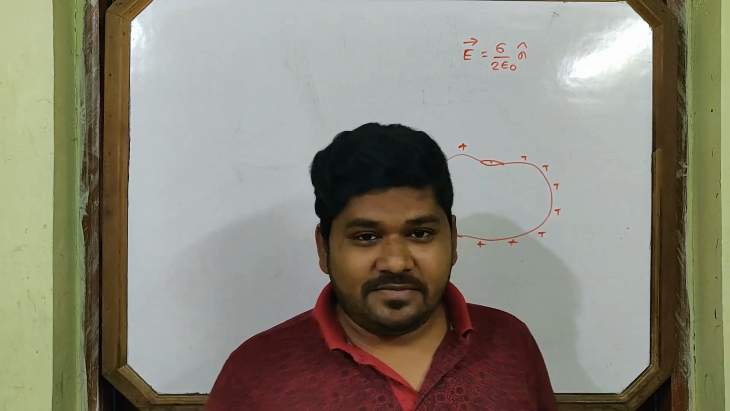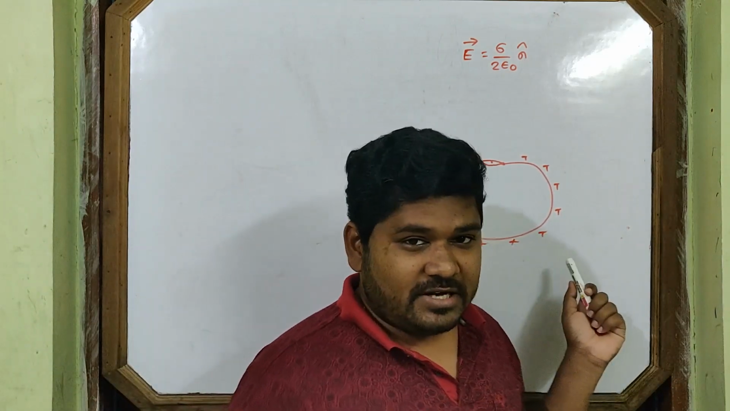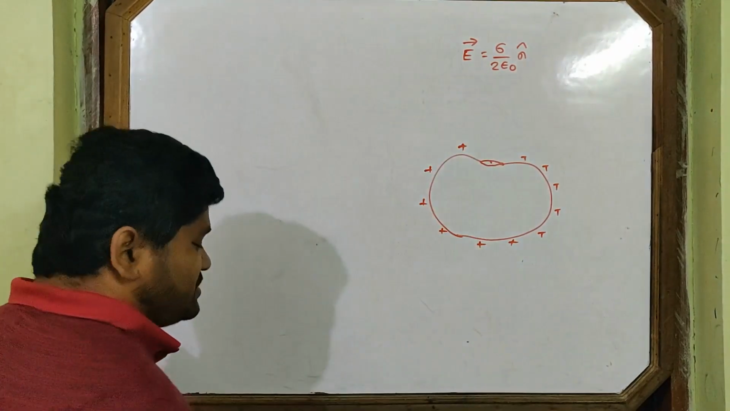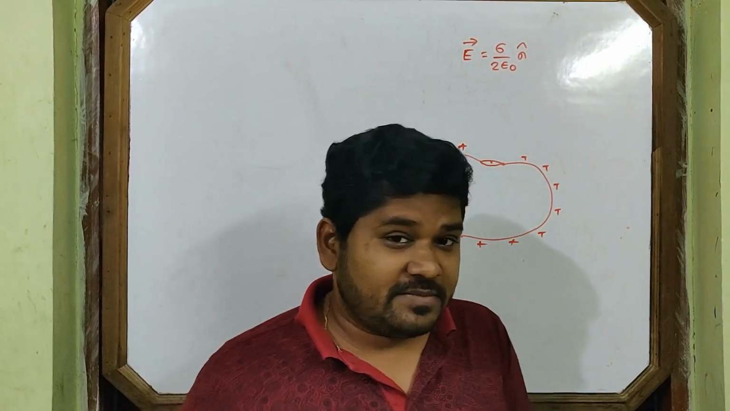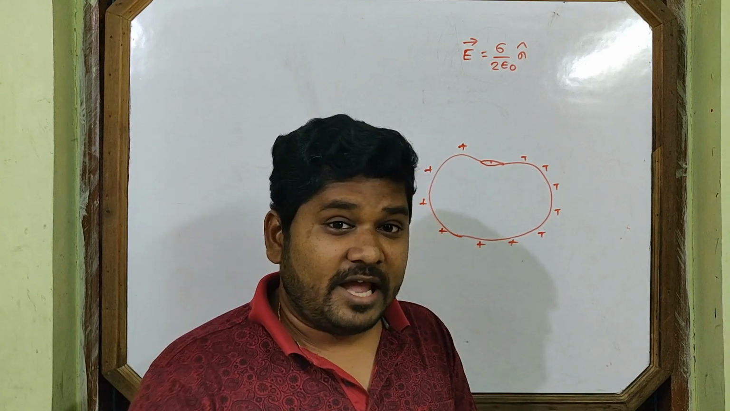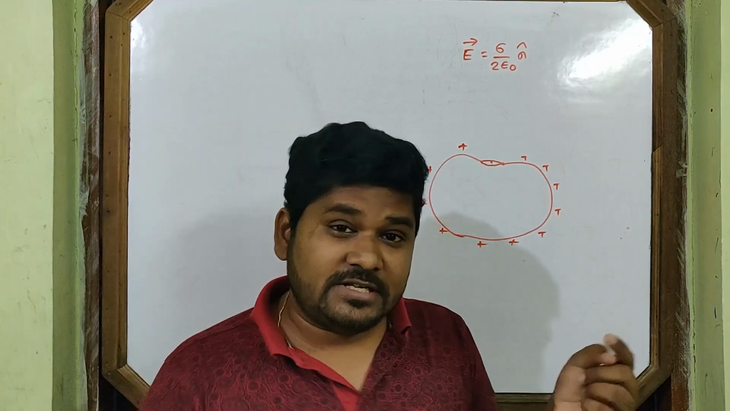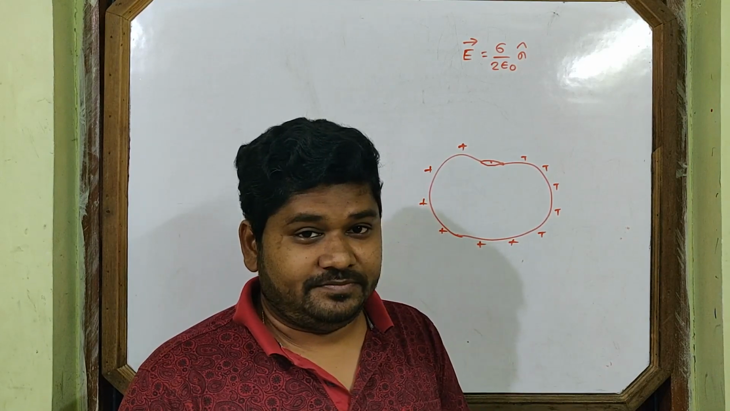How will we prove it? Now let's come to it. It's also one important question, a very rare question. How do I prove that the electric field here is this much, sigma by 2 epsilon naught? We know the electric field on the surface is sigma by epsilon naught, just outside the surface. But here it is given that if a hole is cut, it is sigma by 2 epsilon naught.